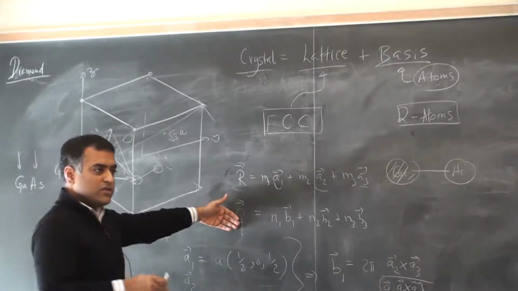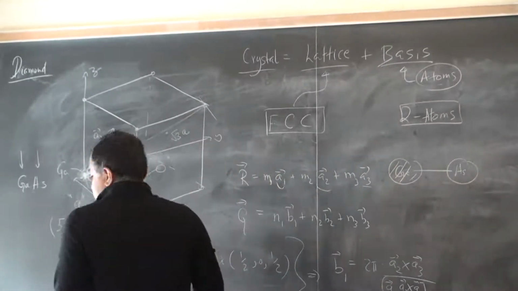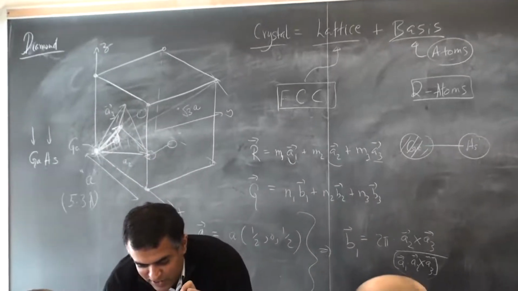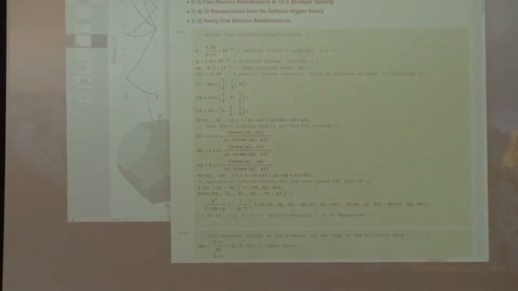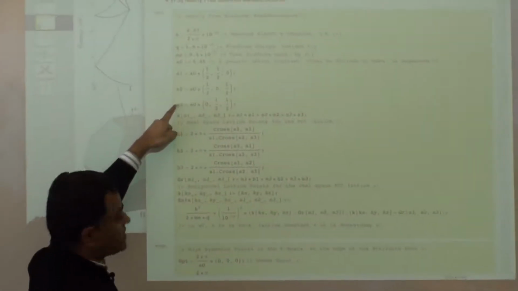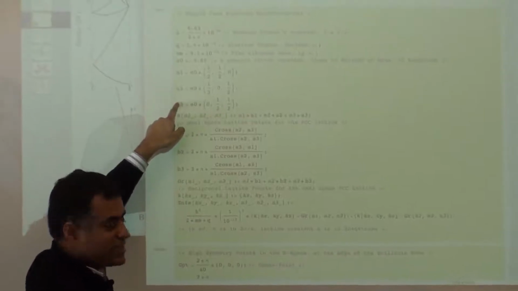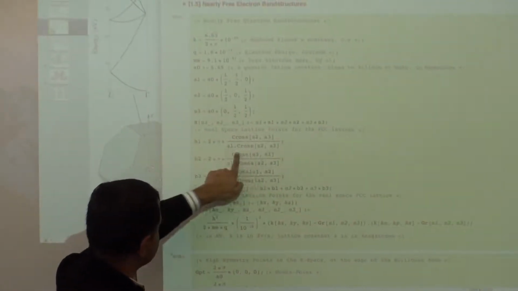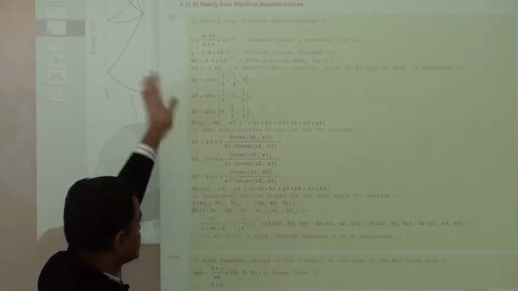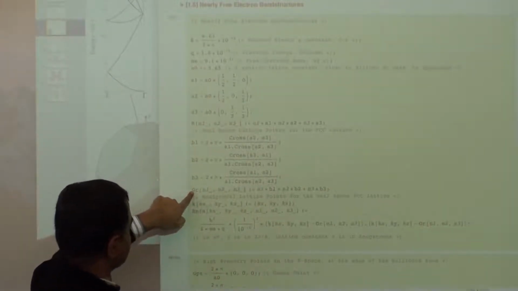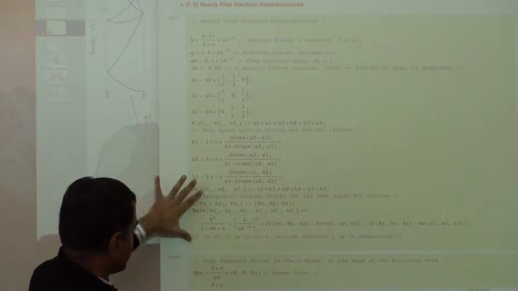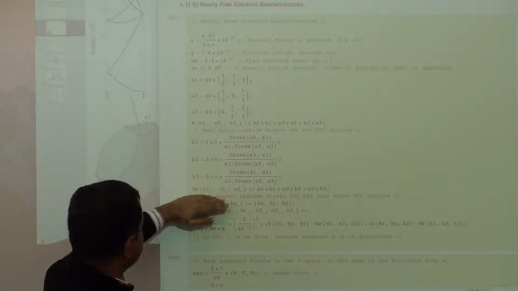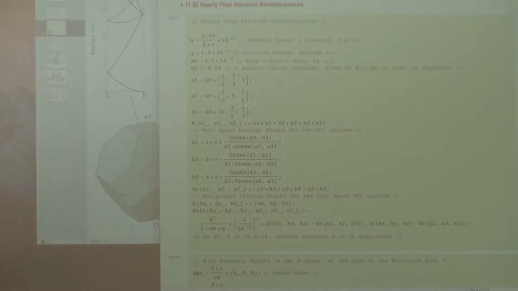Now when you look at the reciprocal lattice points, I'm going to magnify it a little bit. Here's what I'm doing, exactly what I told you. A1, A2, A3 are the real space lattice vectors. Then I find B1, B2, B3, just cross product over the triple product. In general, my reciprocal space G vector is some integer times B1 plus integer times B2 plus integer times B3. So I get all reciprocal lattice points right away, and obviously I also get all real space lattice points from there.